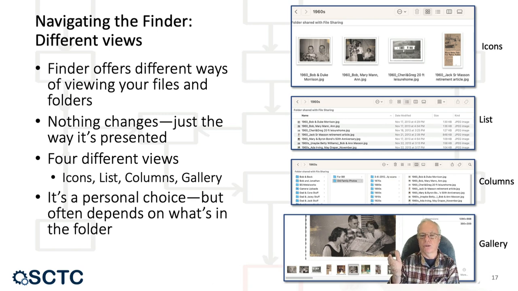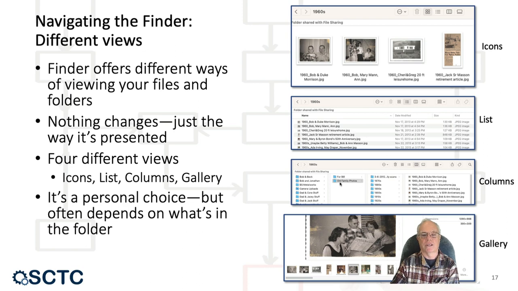It's kind of a personal choice what you want to use there, but it can depend on what's in the folder. For example, if you have a folder full of photographs, and you can see here, this is part of my genealogy photograph collection. Looking at these with icons is actually easier than looking at a list of file names.